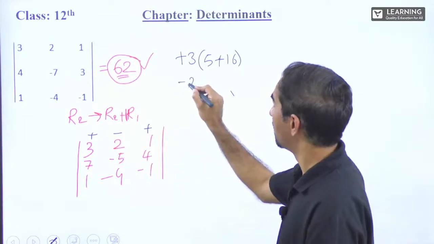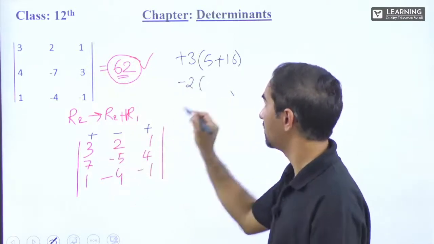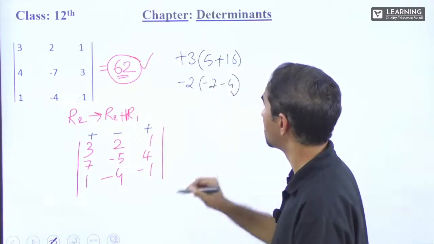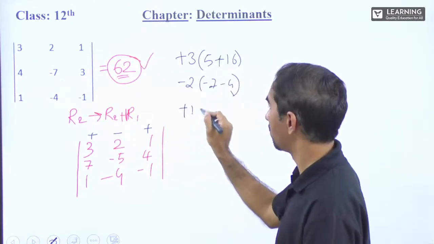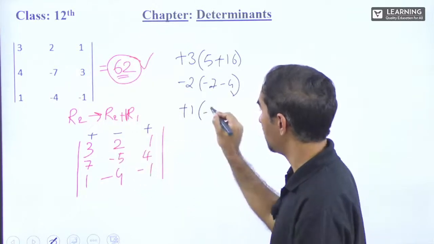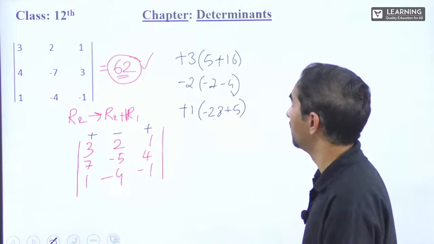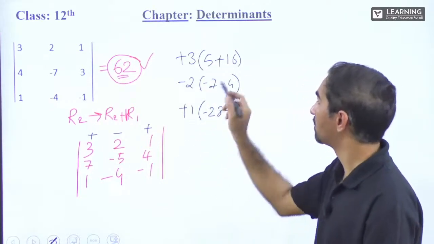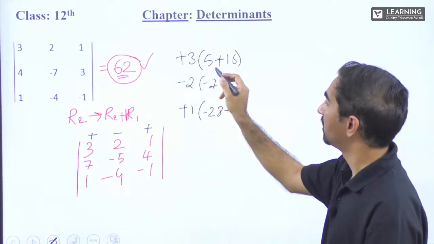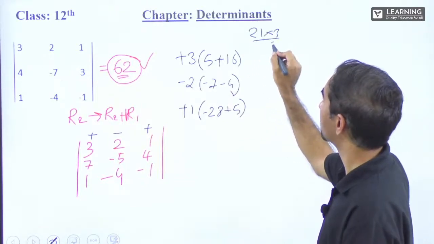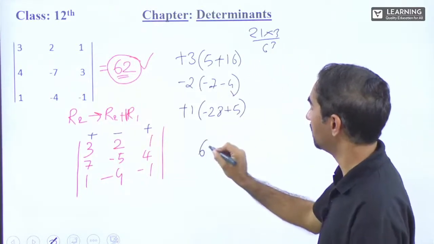Moving on, minus 2 of minus 7 minus 4. Minus 7 and minus 4. Next, plus 1 of minus 28 plus 5. Okay. Now, see the value of this determinant. 16 plus 5 is 21. 21 into 3 is 63, correct? So this is 63.